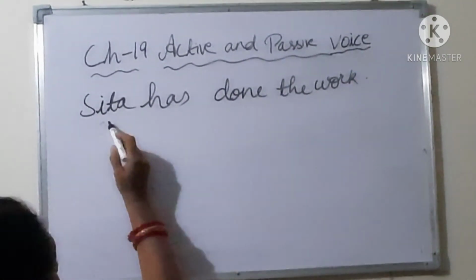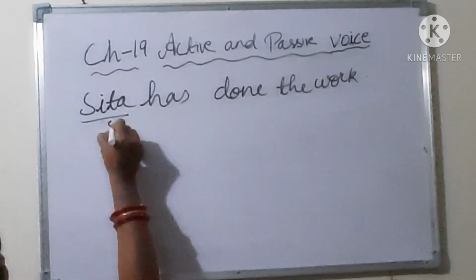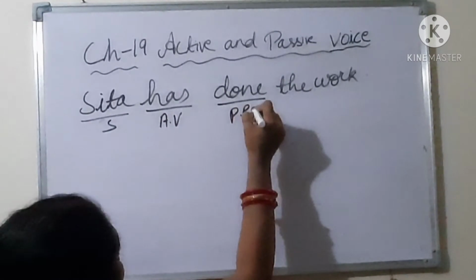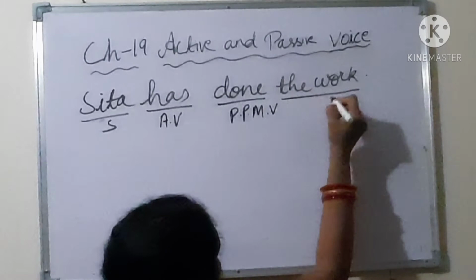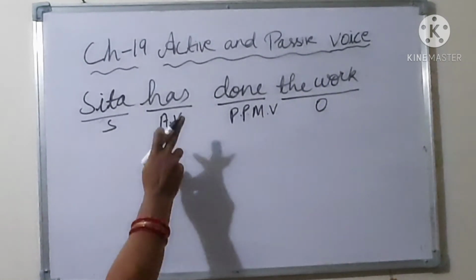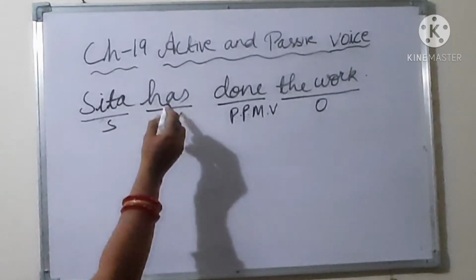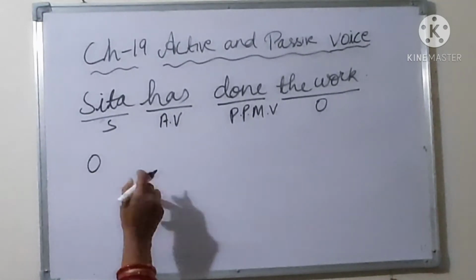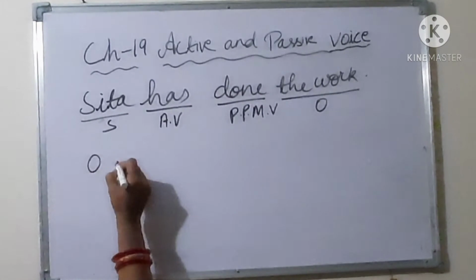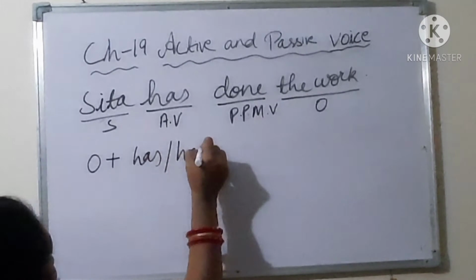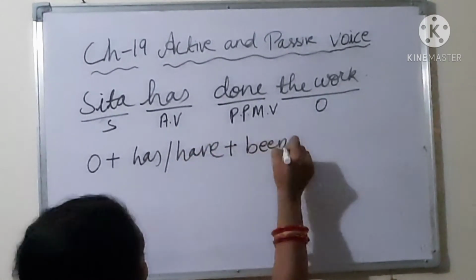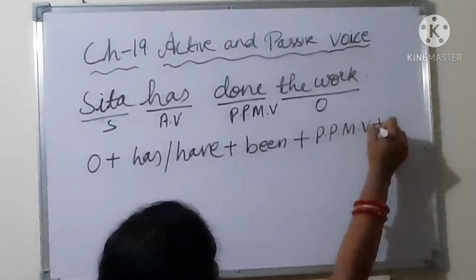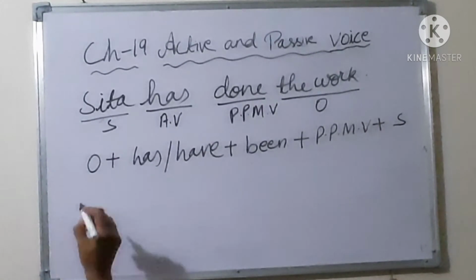Children, let's see this example. Sita has done the work. Here, Sita is the subject, has is the auxiliary verb, and done is the past participle form of the main verb do, plus the object. So children, to change this type of sentence, this present perfect form, it may be has, it may be have, we have to follow this structure: object plus has or have plus been. We have to take the help of been. Been plus the past participle form of the main verb plus subject.